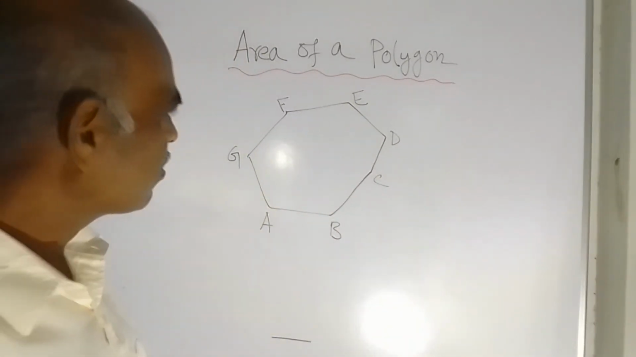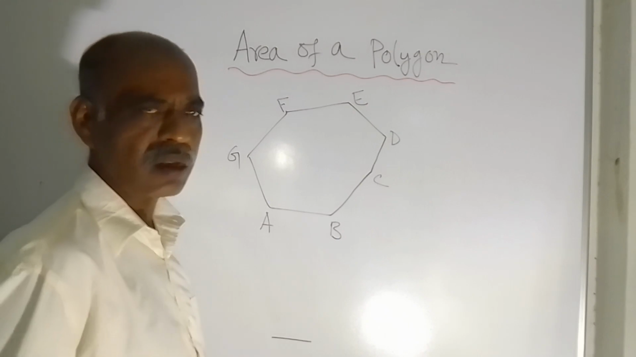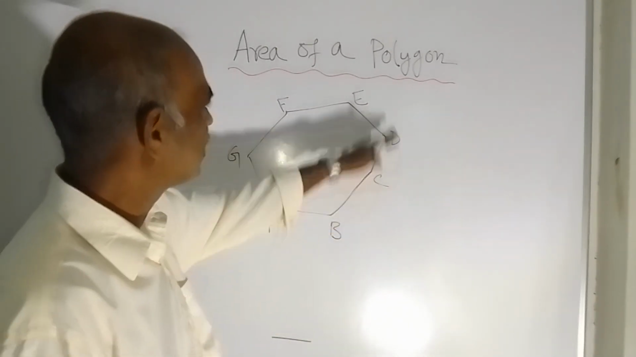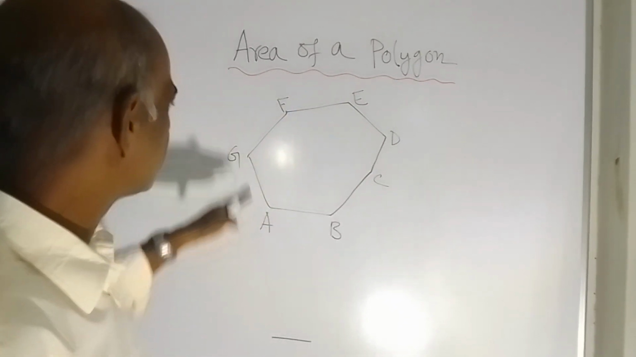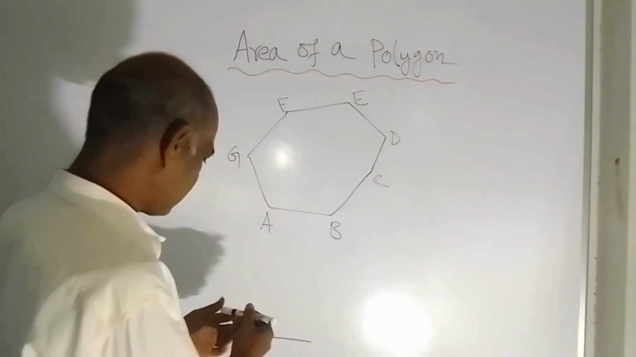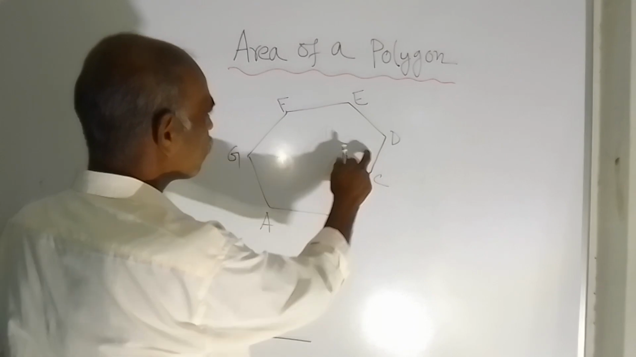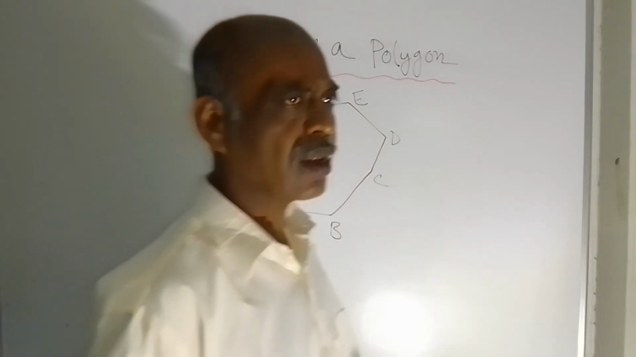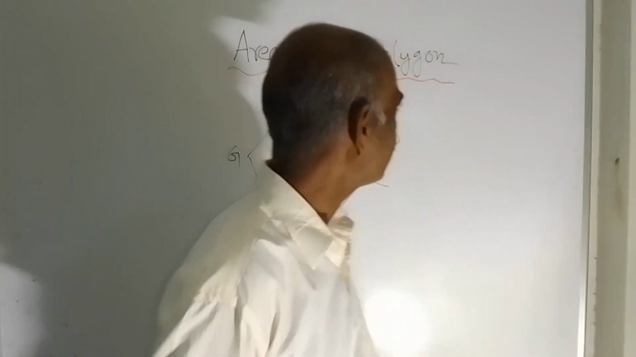Here, not necessary that, since it is only polygon, then the side lengths AB, BC, CD, DE, EF, FG, GA. How many side lengths are there? Here 1, 2, 3, 4, 5, 6, 7. 7 sides are there. Okay, this is arbitrarily I have taken this one.